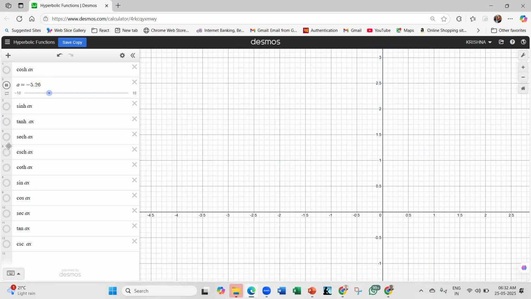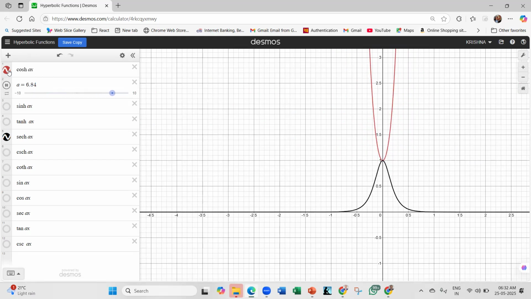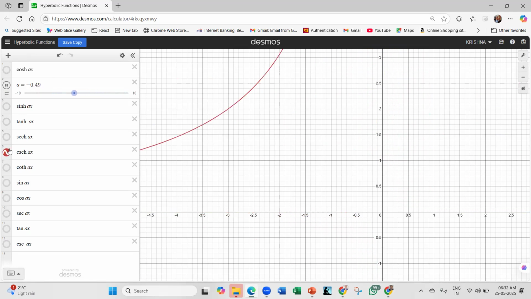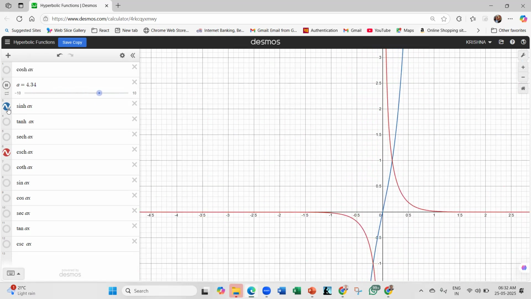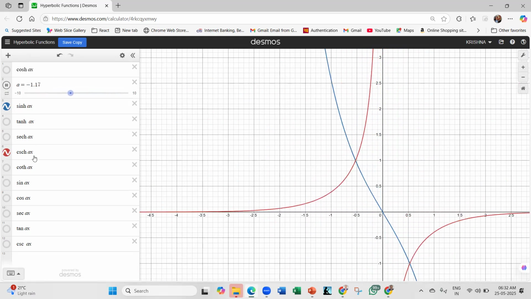Similarly, if we take the graph of sec hyperbolic x, it looks like this. And we know that sec and cos are opposite to each other. So if we draw like this, just look here. This is the graph of cos hyperbolic x as well as sec hyperbolic x. Now, what is the graph of cosec hyperbolic x? And if we mix it with the sine hyperbolic x, just look here. This is the graph of sine hyperbolic x and cosine hyperbolic x.